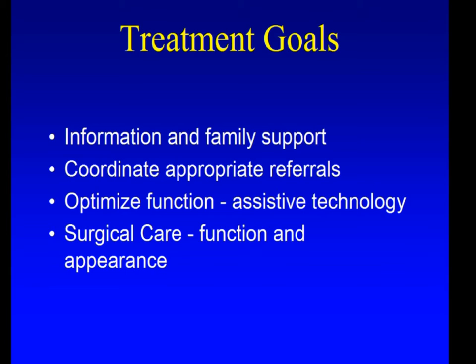And then the goal, obviously, is to optimize their function. And that's not always surgery. Sometimes that's starting off with a therapy program for stretching and splinting, or even an assessment with play therapy to see what they can do or need some help with. And then lastly, obviously, surgical care, which is to improve both the function for the child as well as the appearance of the hand, because that can have a huge impact on their social development.